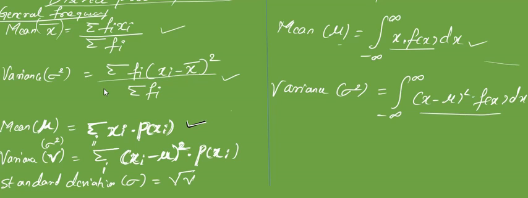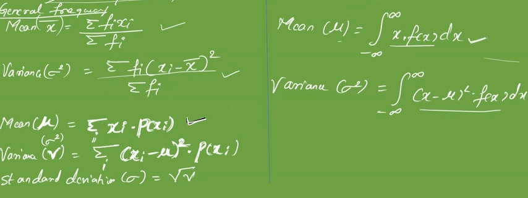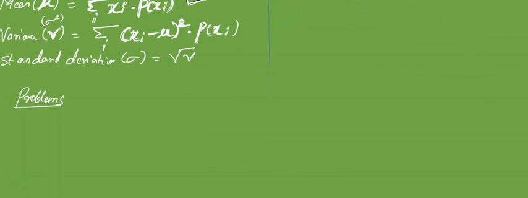So mean is denoted by mu, variance is denoted by V or sigma square. Standard deviation is under root of V. So this is the formula which you have to remember. So based on this we have formula. Based on these formulas we have problems.